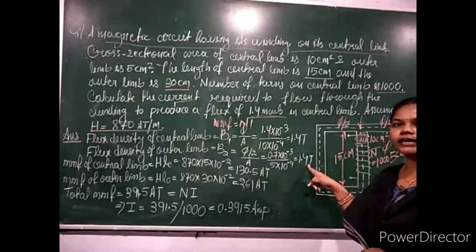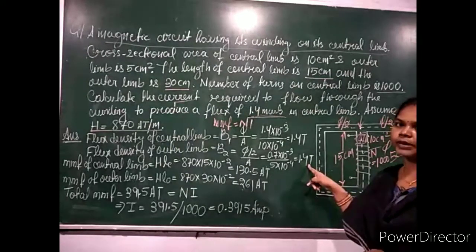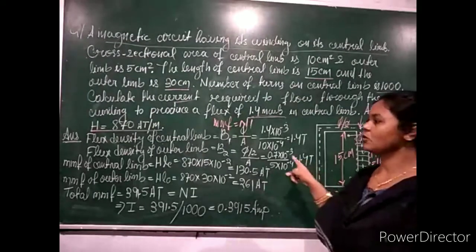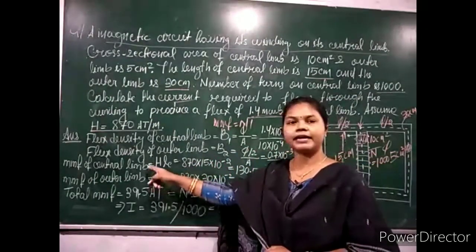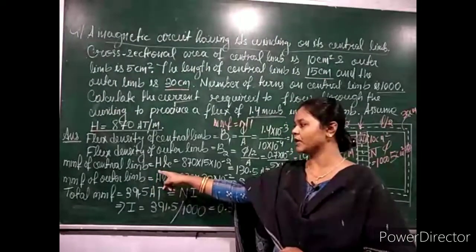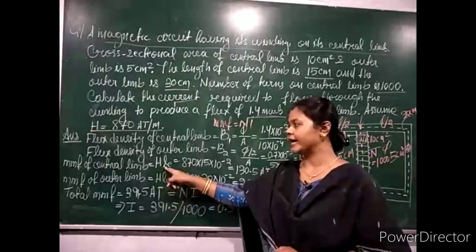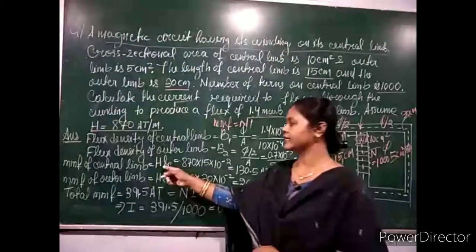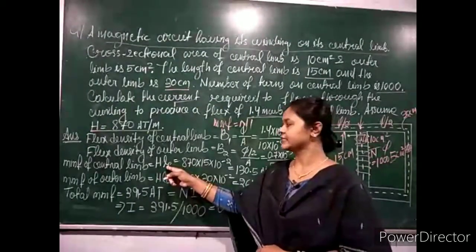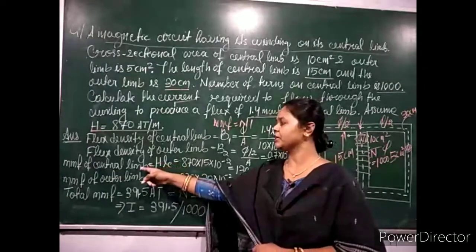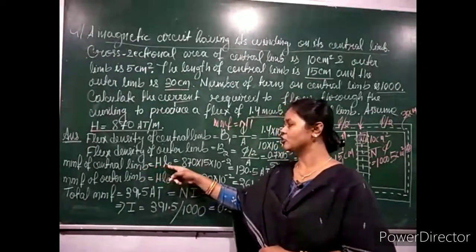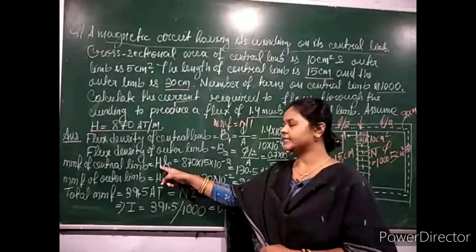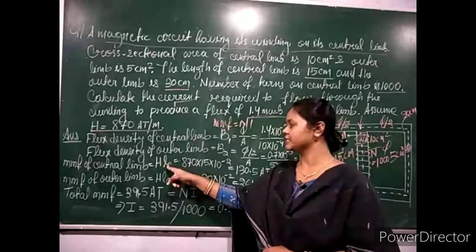After calculating flux density, you go for the calculation of MMF for both central limb and outer limb. You know the formula for MMF is equal to HL, H into L, that is intensity into length of the magnetic circuit. So MMF of the central limb is equal to intensity into length of the central limb.